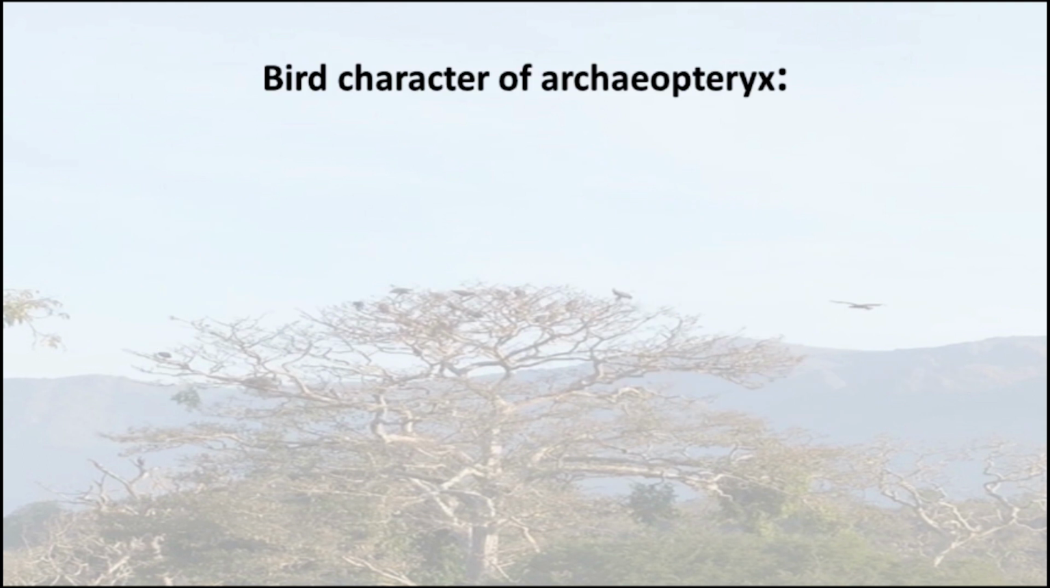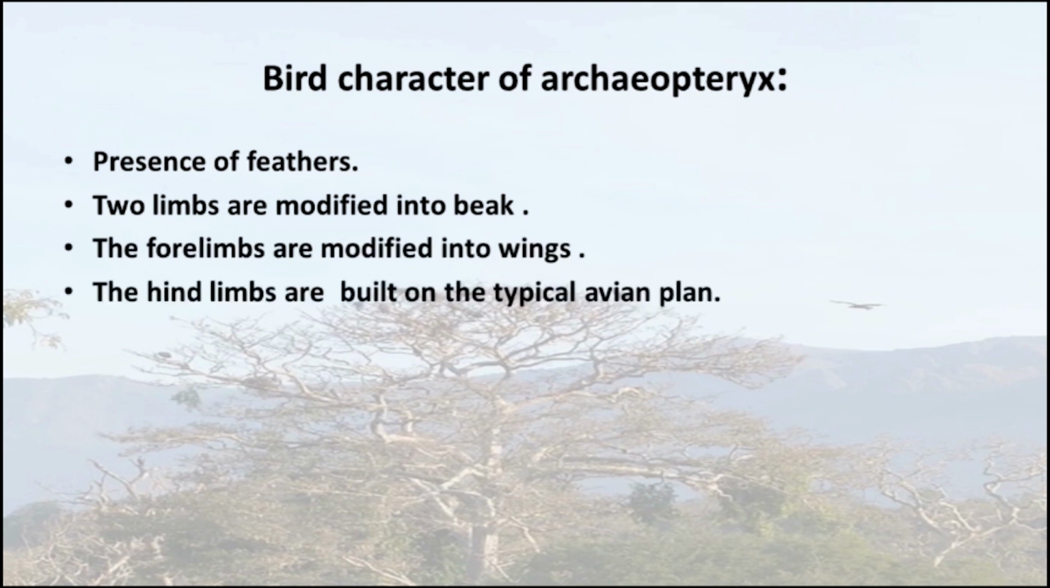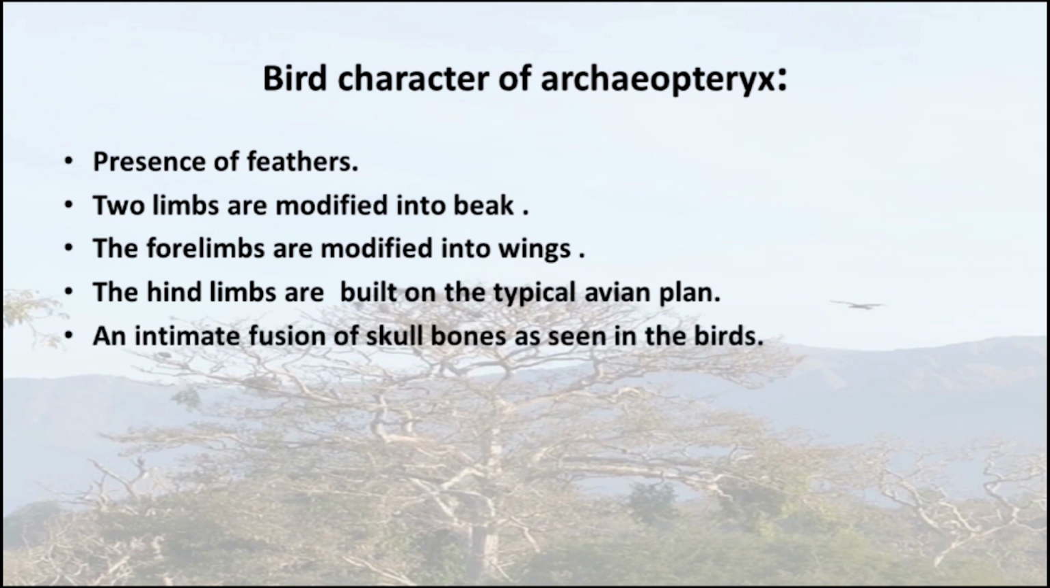Bird characters of Archaeopteryx. Presence of feathers. The two forelimbs are modified into wings, and the jaws into a beak. The hind limbs are built on the typical avian plan. An intimate fusion of skull bones, as seen in birds.